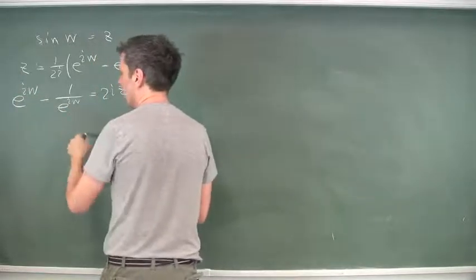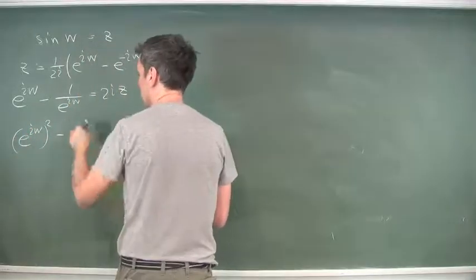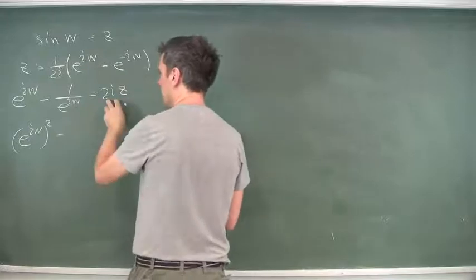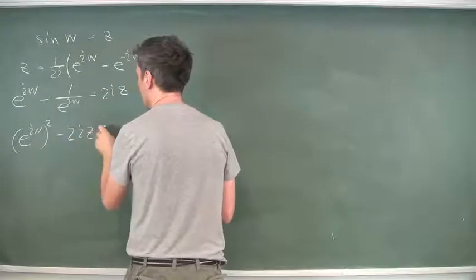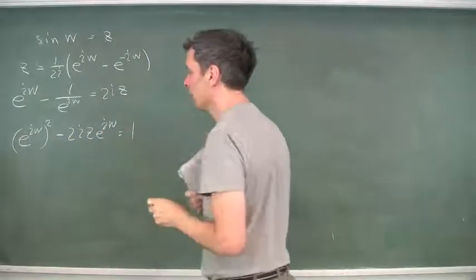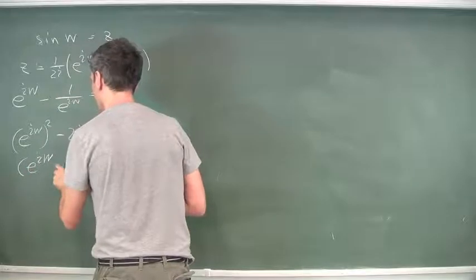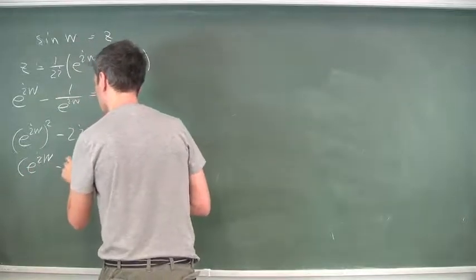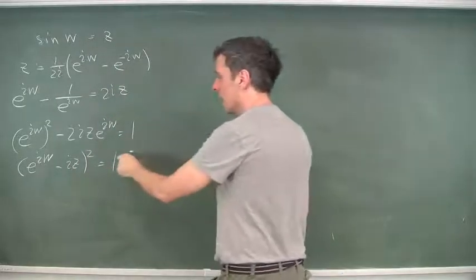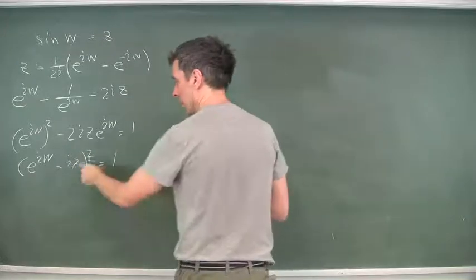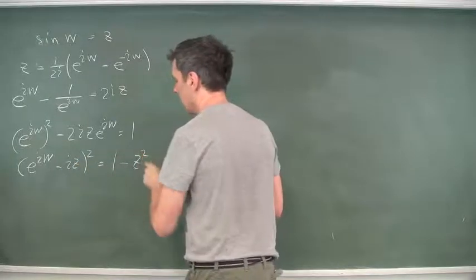So if you multiply by the exponential, we get e to the iw squared minus 1, which we move to the other side, and this term will then give us 2iz times e to the iw, and then we have 1 here. And if we now complete the square, we see that we get e to the iw minus iz, squared, is equal to first the 1 here, and then we have added the square of this term, which will be i squared times z squared, so minus z squared.